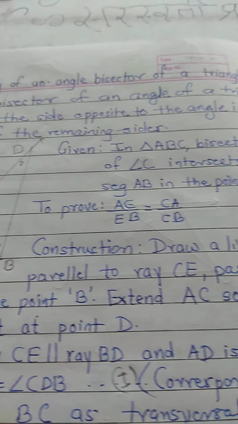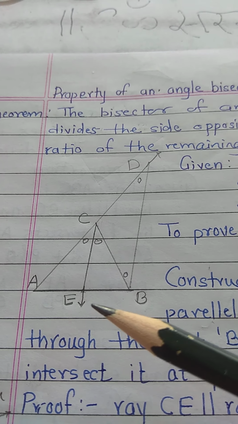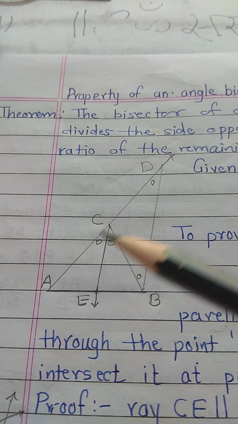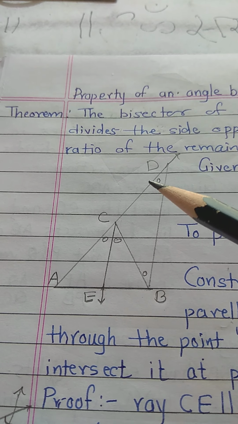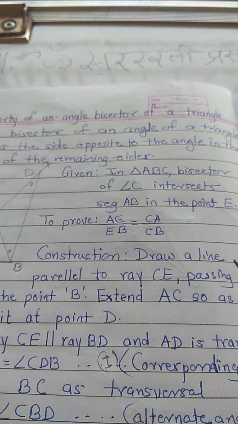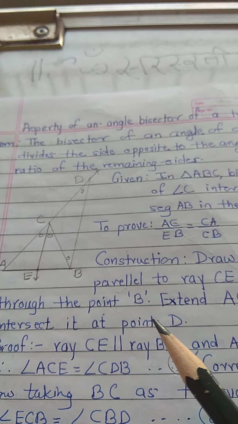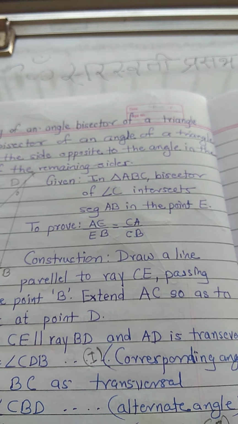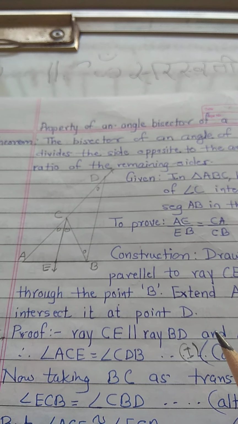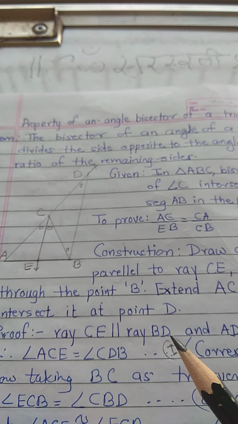Construction: draw a line parallel to this ray CE through point B, which will intersect the extended AC at point D. See here. Construction is, draw a line parallel to ray CE passing through the point B, extend AC so that it intersects it at point D.